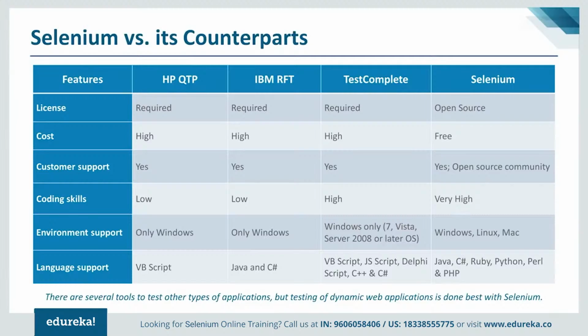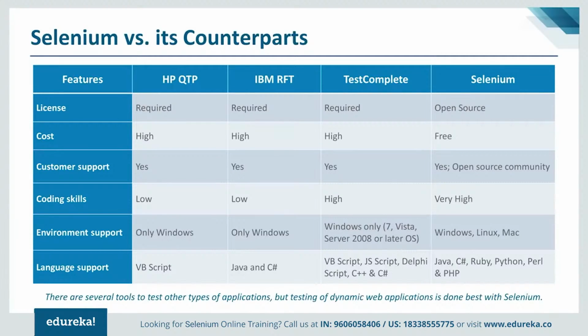Now, coming to the programming skills, QTP and RFT do not require you to be much of a coder. Test Complete will need some coding skills though, and in case of Selenium, you'll get to explore and flaunt all your coding skills. Moving on, QTP and RFT work only on Windows, and Test Complete limits itself to only Windows 7 or higher versions of Windows, but Selenium on the other hand works well on almost any operating system.